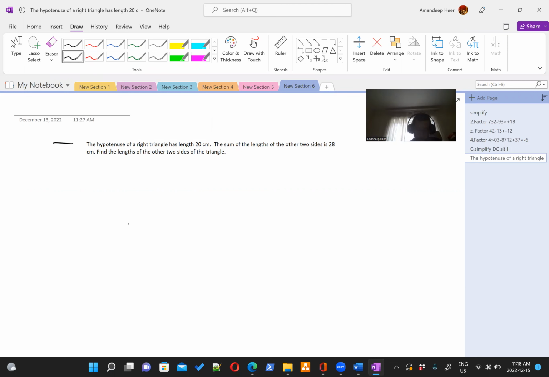So here we're told, let's draw it here. So here's a right angle triangle. Let's call the shorter side A and the length of the longer side B. And we're told the hypotenuse is 20.